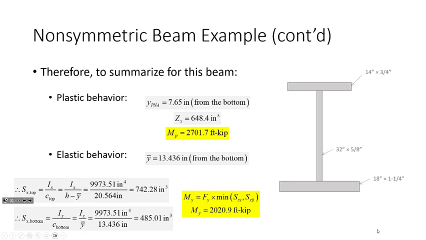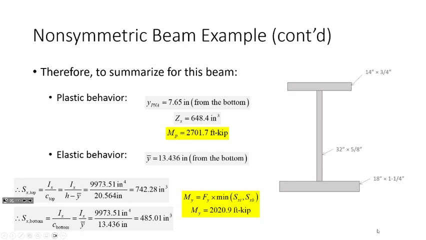So all that hullabaloo that you had to do to get the yield moment and then the plastic moment, we just did that and there you go. So what we got just now is we got 6.4, or if you measure it from the bottom, we got 7.65 inches. But the neutral axis, the elastic neutral axis, is about 13.4 inches from the bottom. Okay, does that make sense?